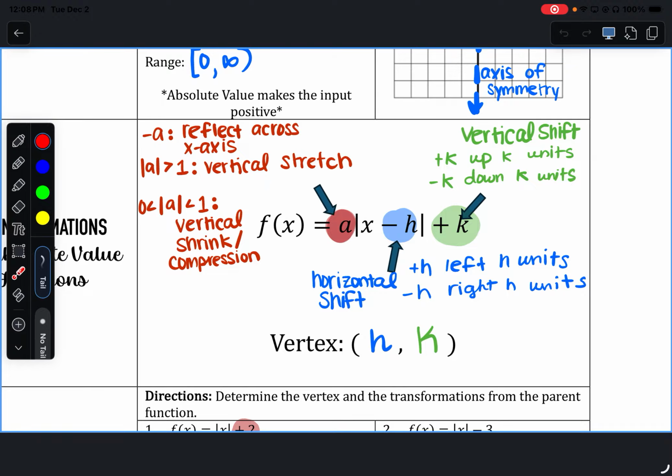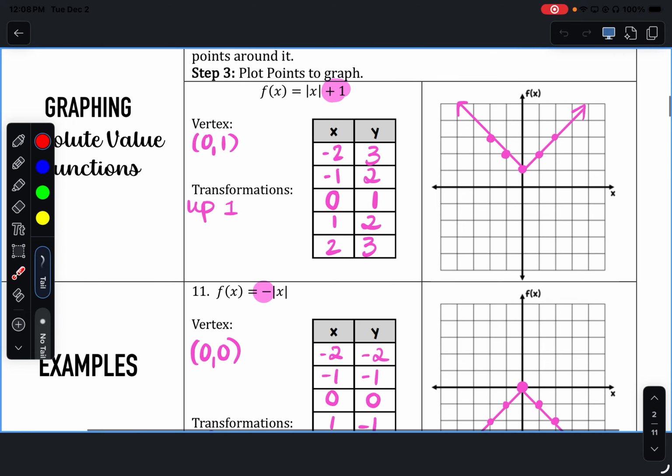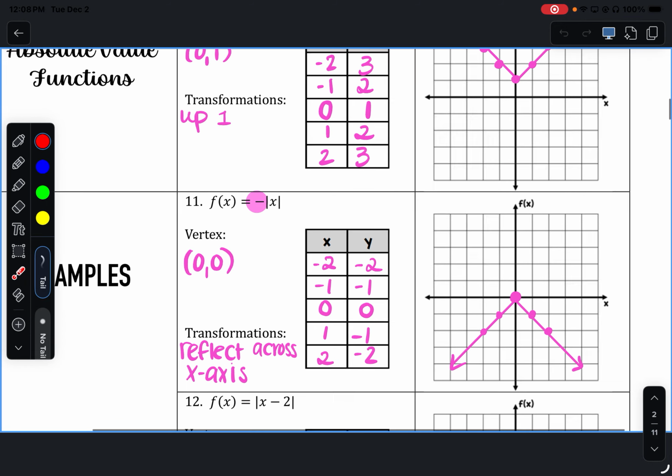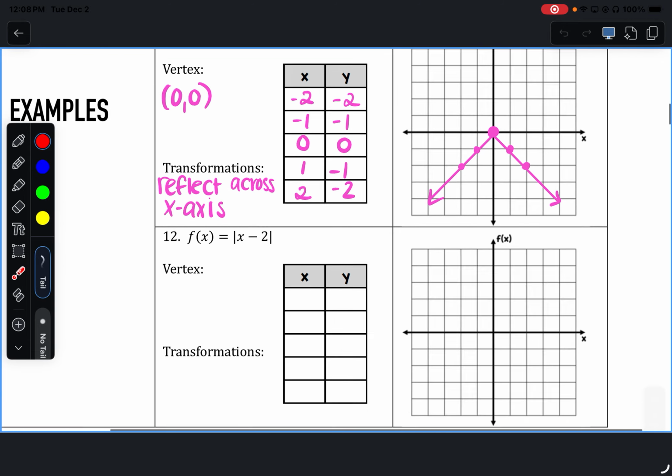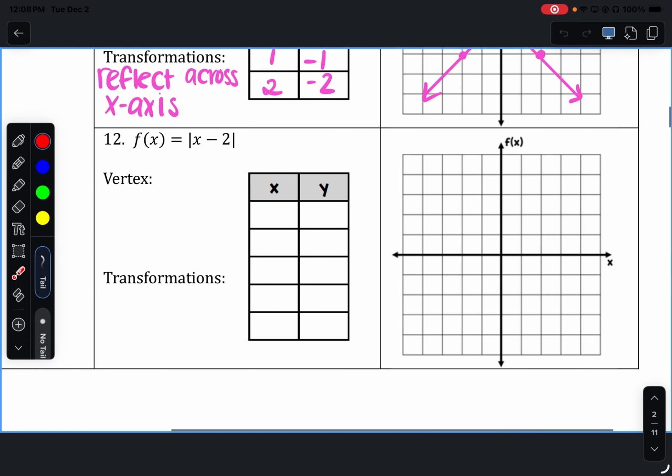Now, we are going to talk about a few more of these. So on 13. When we look at 13, we're going to talk about another way we can graph these without having to plug it in every single time. Okay? So for this one, we need to first find our transformations.